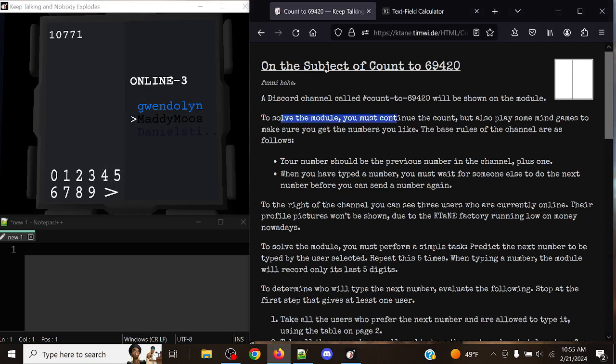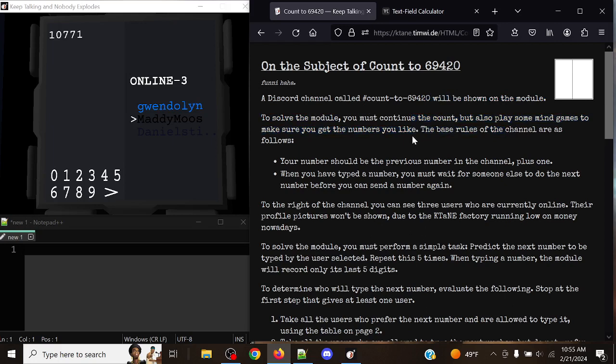So what we need to do is enter 5 numbers off to the left here, but they won't necessarily be in counting order as you might suggest, which I'll explain in just a second. So to solve the module, you must continue to count, but also play some mind games to make sure that you get the numbers you like.